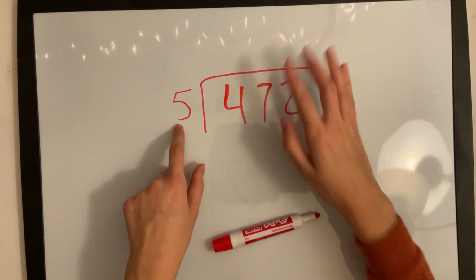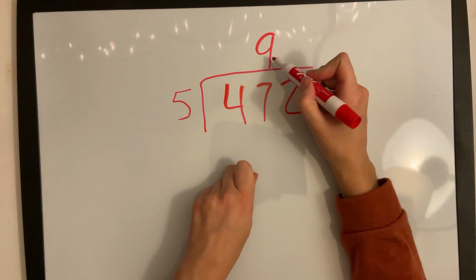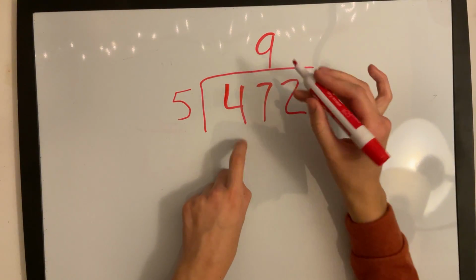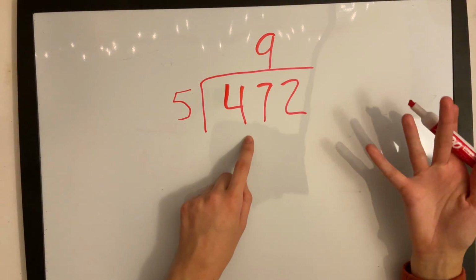Well, I know that 9 times 5 is 45. So I'm going to put a 9 right here because I know that that's as close as I can get to 47 without going over, okay?